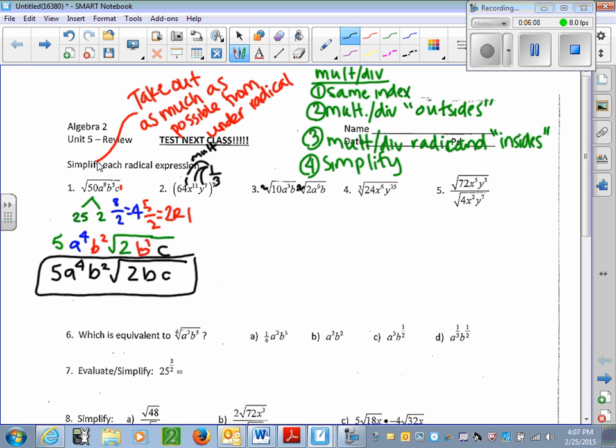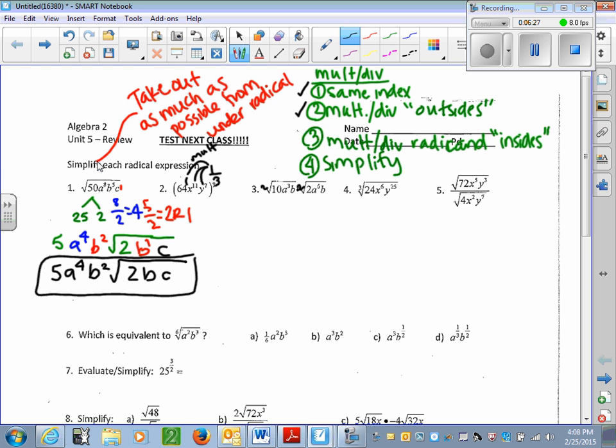I don't have anything on the outside here. That 2 is an index. It's not like a coefficient or a number outside. So I don't need to do anything on the outside, so I can actually skip step 2. I've checked step 1, they have the same index. Step 2, there's nothing out there, so it doesn't really apply. So I don't need to do step 2.